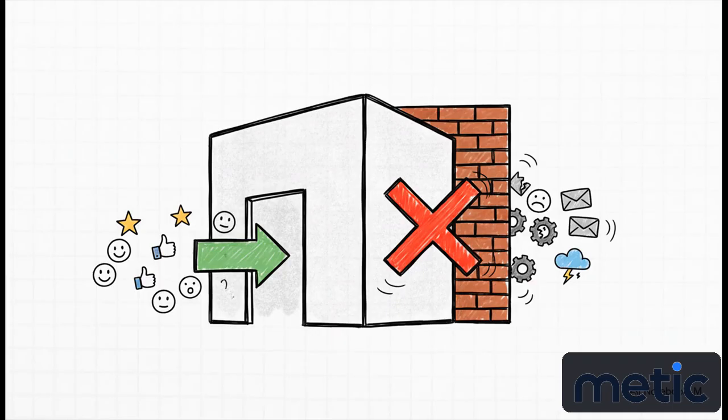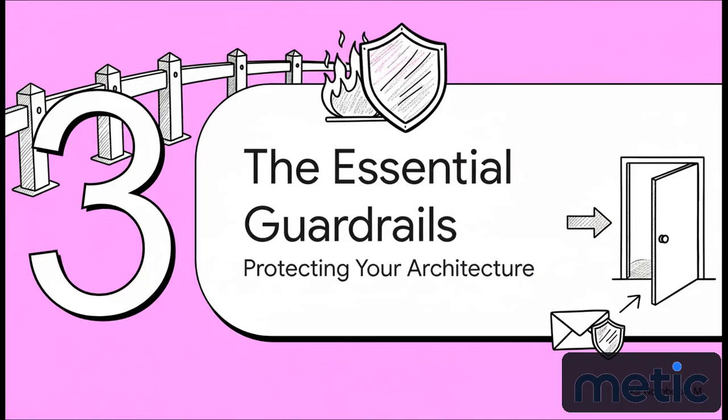But here's where we make a really important pivot in how we think about this. A high-performance system isn't just about who you talk to. You know, great architecture is also defined by who you don't let in the door. It's about building walls and guardrails to protect the entire structure. And that brings us to the essential guardrails.